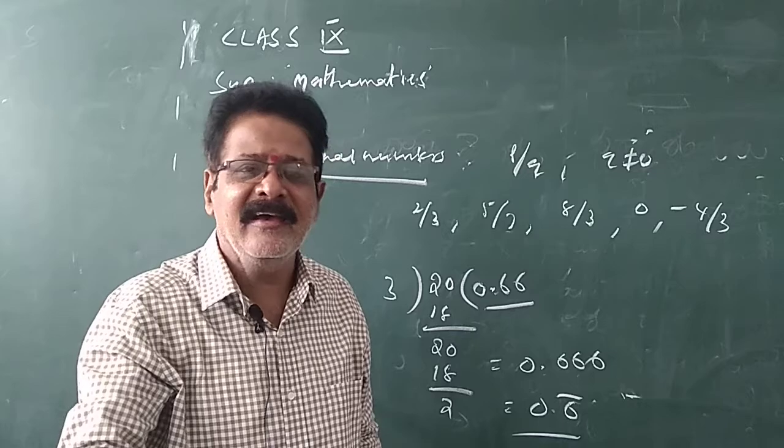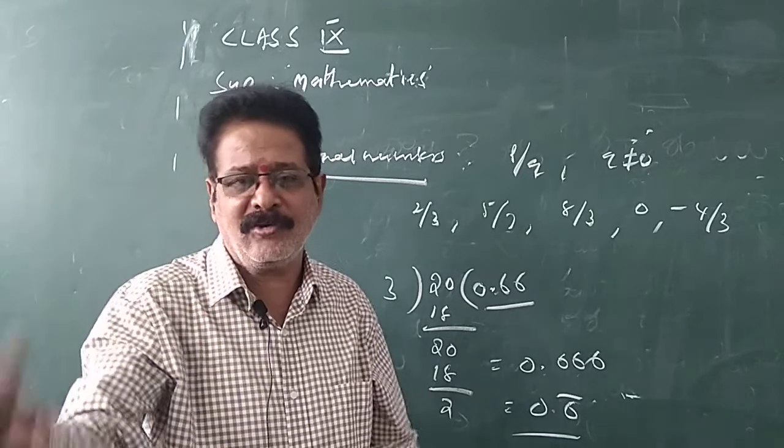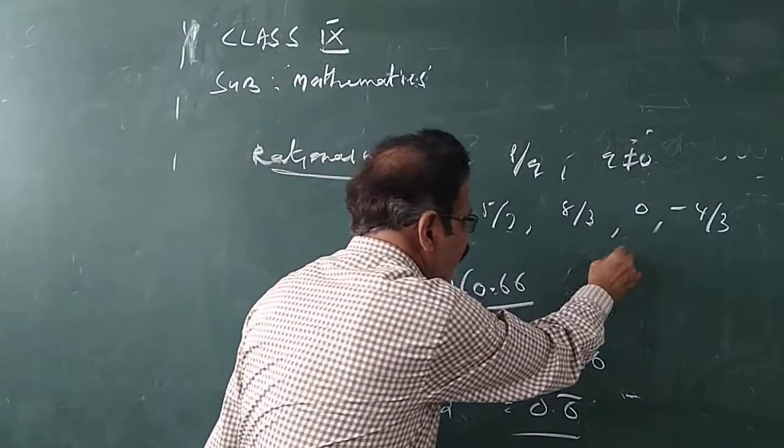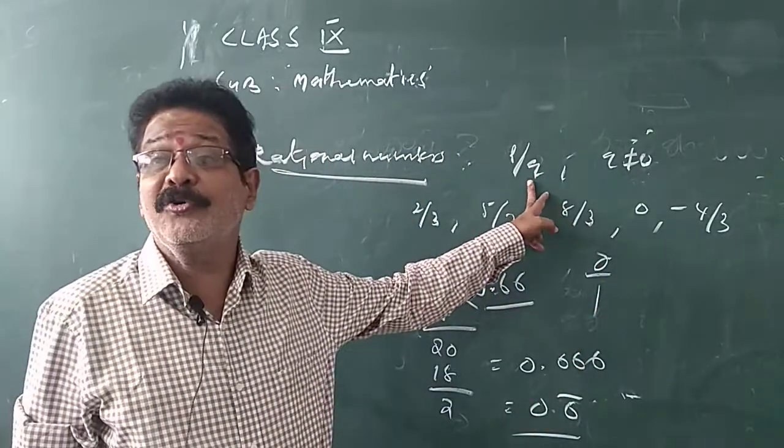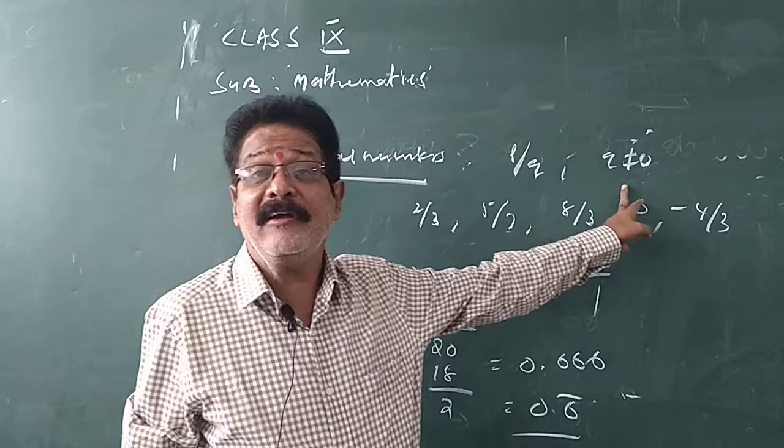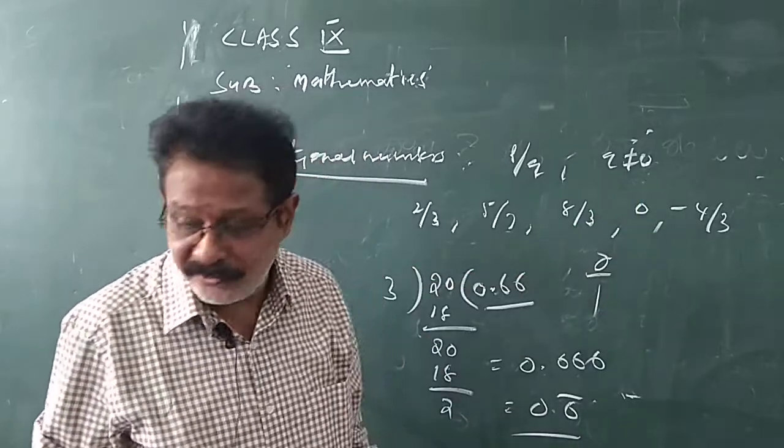Every integer is a rational number. 0 is also a rational number. 0 means 0 by 1. Why? Because it can be written in the form of p by q, where the denominator should not be equal to 0, that is, q is not equal to 0.